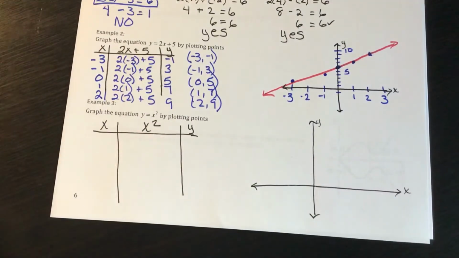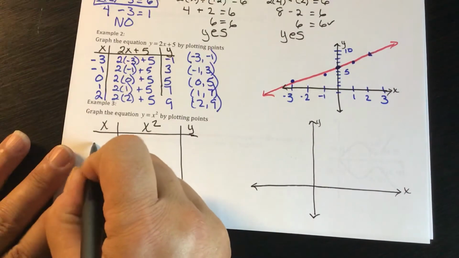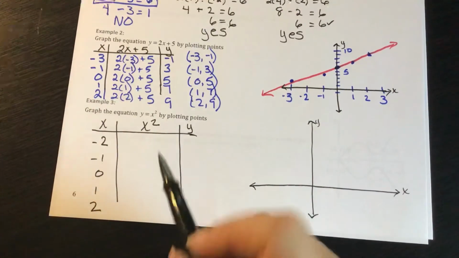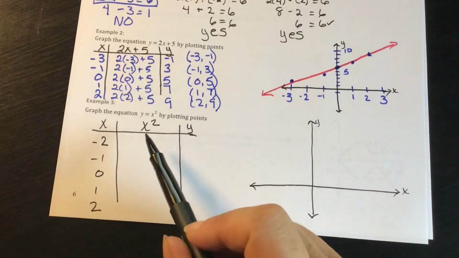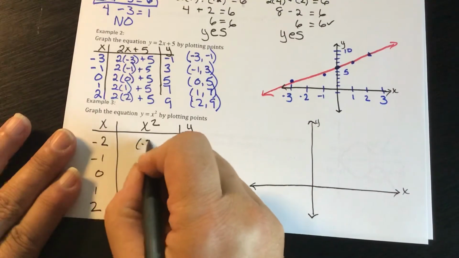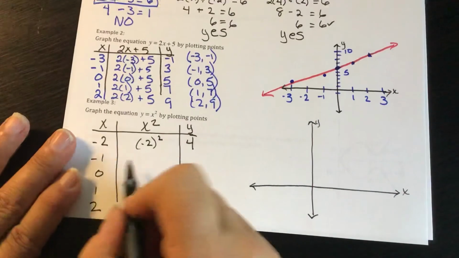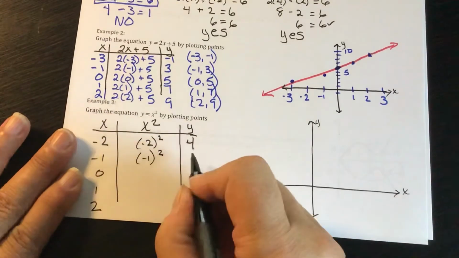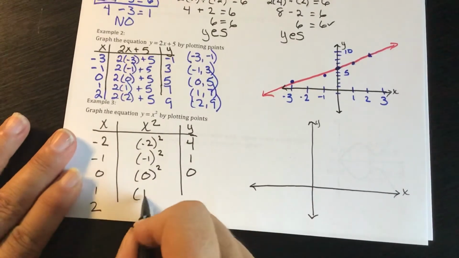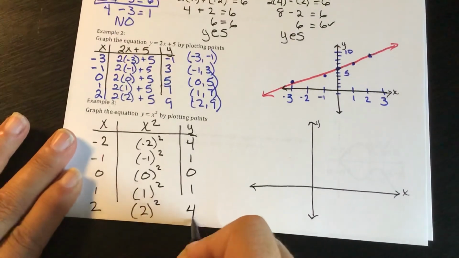All right, so here's another one. Again, I want to pick a couple negatives. How about -2, -1, 0, 1, and 2. And then I'm going to square them. So this is -2. I'm going to square it. I get +4. This is -1. I'm going to square it. This is 1. 0 squared is 0. 1 squared is 1. And 2 squared is 4.